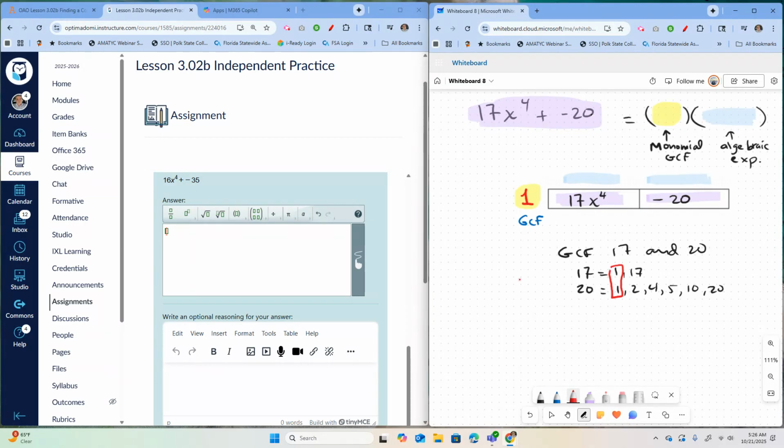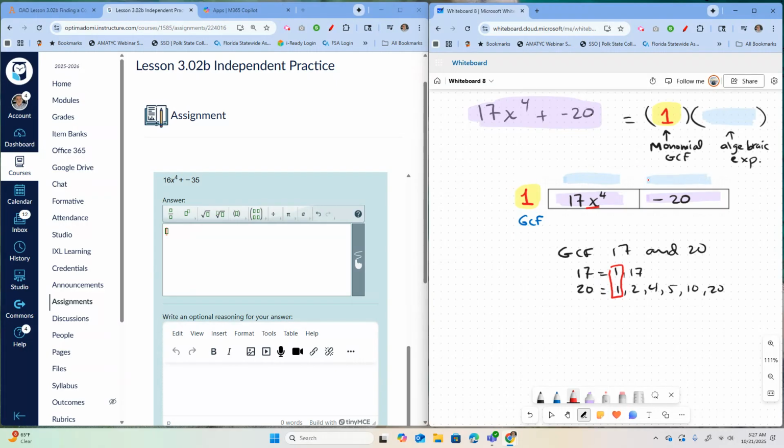Okay, that's my GCF. When I do the letters, if you notice, I do not have an X in common. There's no X within minus 20. So the GCF has no letter because there's no letter in common. So I'm going to put a 1 here only.